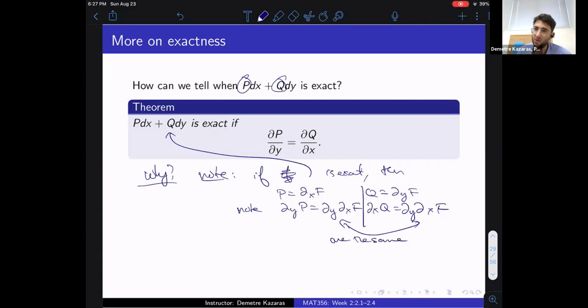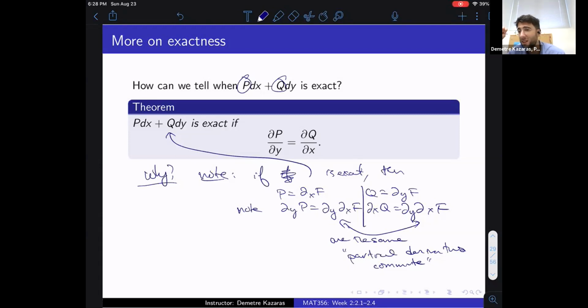Maybe the key word that might have been told to you at the time was that partial derivatives commute, which is just to say the order is immaterial. Anyway, that's where this condition is coming from. The condition that dy p is equal to dx q is what we'd see if it were exact, and it's clear why this equation should be true. It's just the fact that partial derivatives commute.